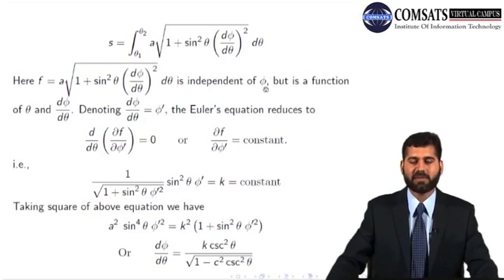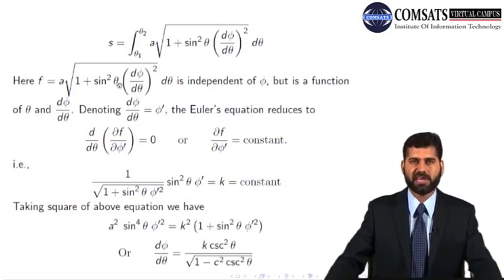So d theta is independent of phi, but is a function of theta and d phi by d theta. So denoting d phi by d theta as phi bar, the Euler equation reduces to d by d theta of partial f by partial phi prime equal to 0. So this whole thing is independent of phi. Here phi in terms, this is phi prime.